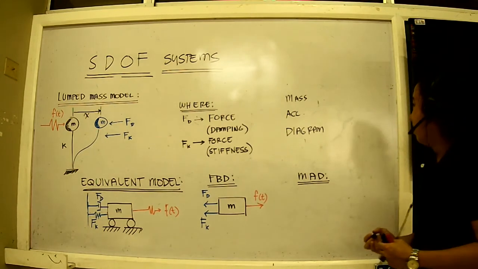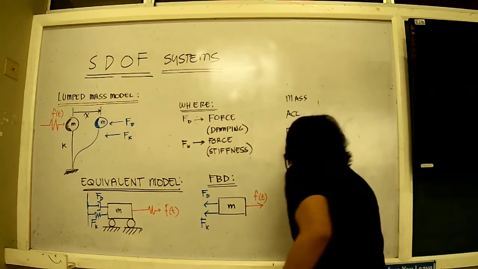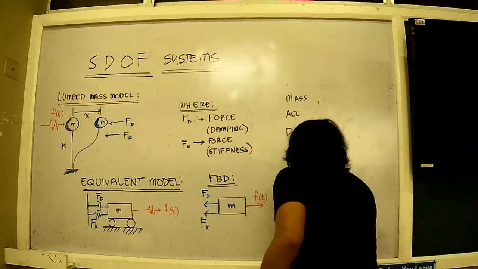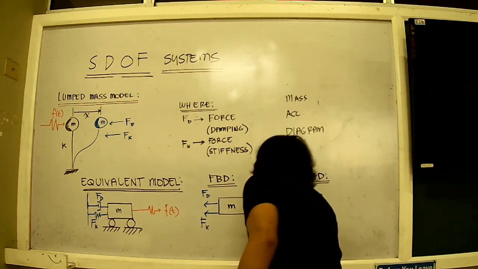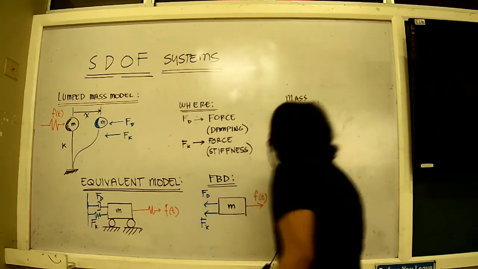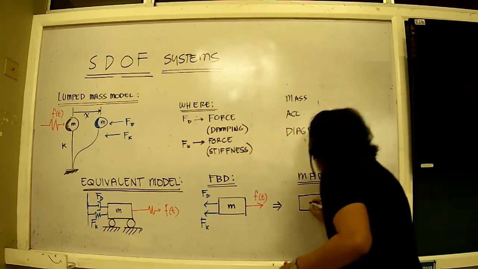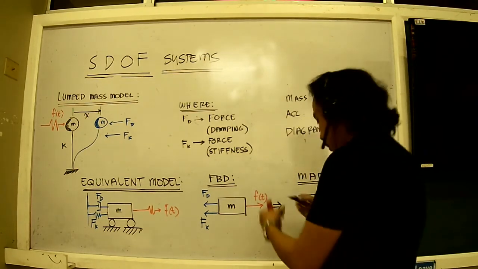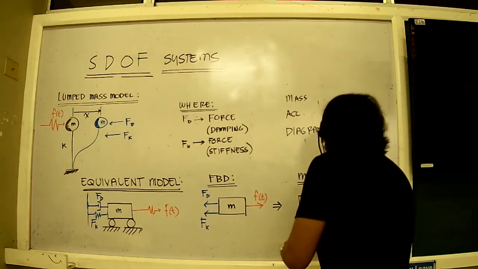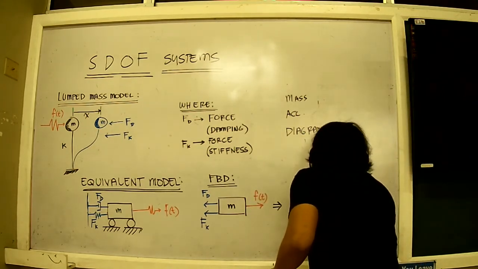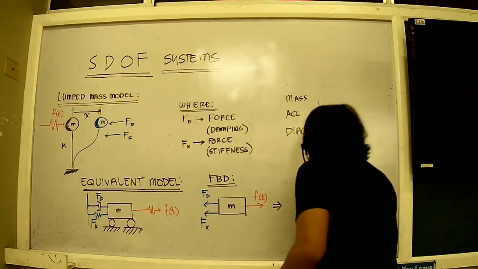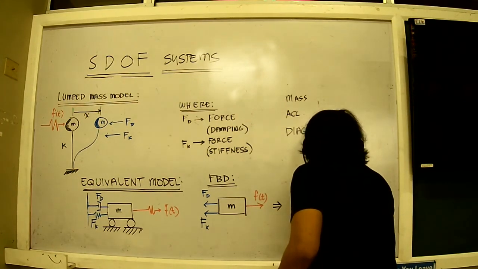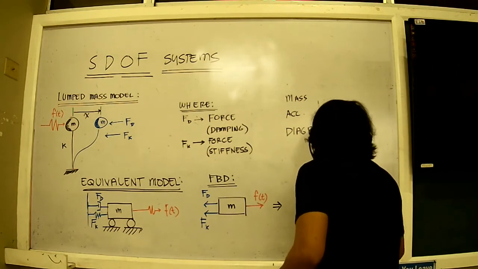Okay? Mass acceleration diagram. Now, all of these forces should coincide and should result to this. Still having our mass here, but the resultant of all these is that in the end, it will still move this way. Okay? So, mass times acceleration.